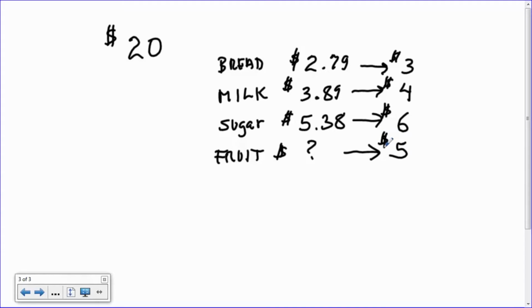And then you pause and you say, well, let's see, how much money have I spent so far? How much food have I put in my basket? Well, it looks like 3 and 4 is 7, and 6 is 13, and 5 is 18. So far, I've spent no more than $18, because remember, I'm rounding up along the way.